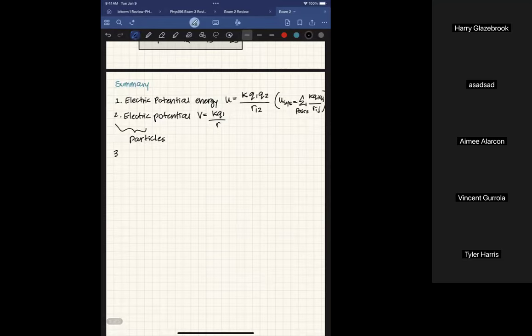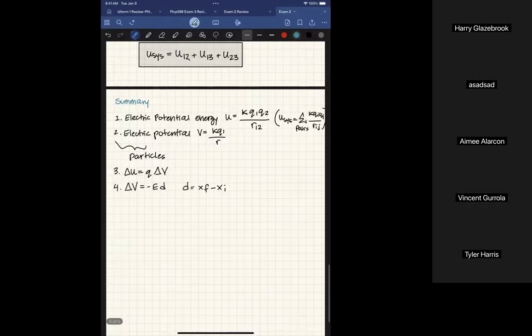And then for our capacitors, electric potential energy is positive Q times potential, and technically this should be change in potential energy and change in potential. And we have our electric potential difference equals negative electric field times our displacement d. So all of chapter 25 is just these four equations.